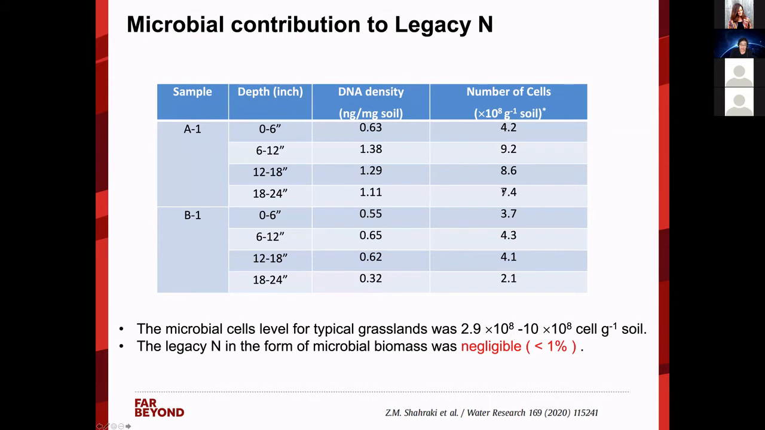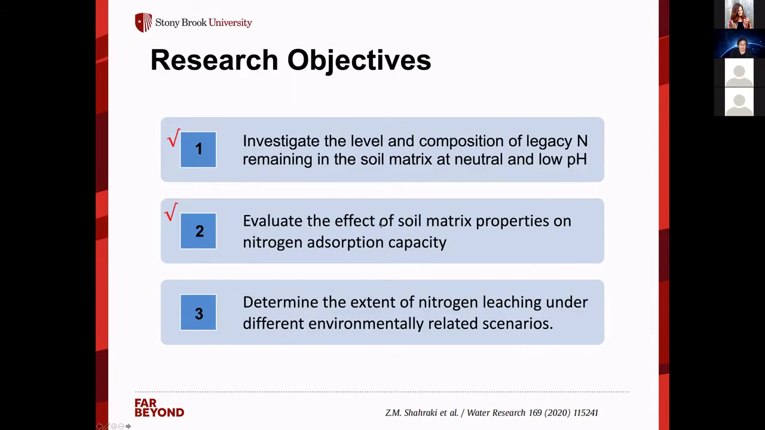With this cell density information, and considering the nitrogen composition in microbial cells, we can estimate the leachable nitrogen contribution from the microorganisms. Basically, we found the leachable nitrogen in the form of microbial biomass was negligible, less than 1% of the leachable nitrogen. After these experiments, we answered the questions and finished the research objectives. Basically, we evaluated the effects of the soil matrix properties on the nitrogen adsorption capacity. Next, we look at the nitrogen leaching potential from these soil matrices in different environmentally relevant scenarios.